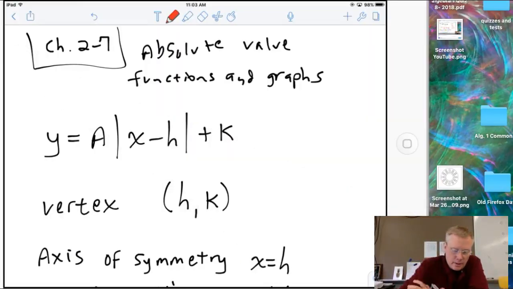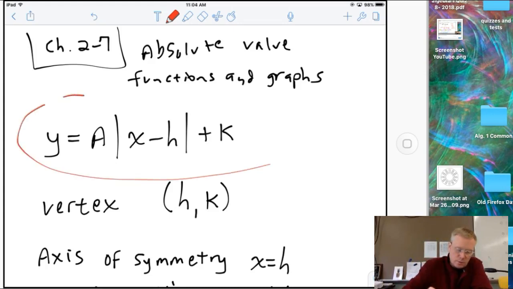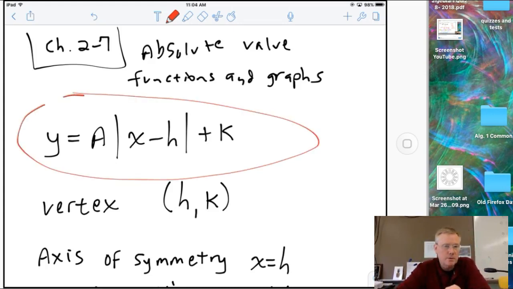All right, hi there. Today I'm going to be looking at absolute value functions and graphs. So this is the big equation we're going to be working with today: y equals a times the absolute value of x minus h, plus k. Like most equations, it's got an x and a y. The three things that we're really looking at are these three variables, a, h, and k.